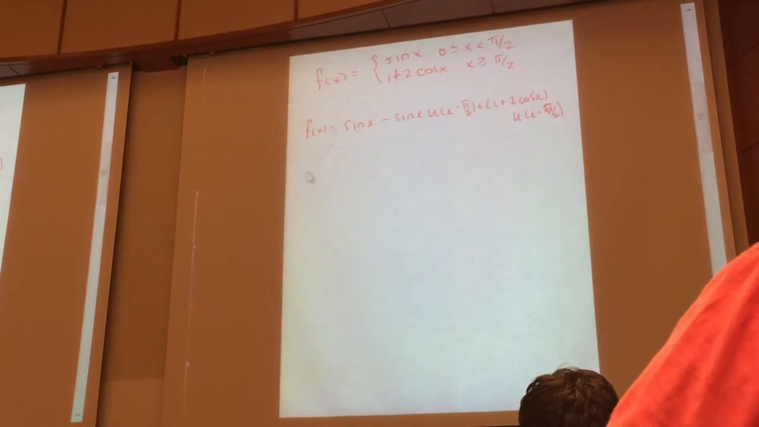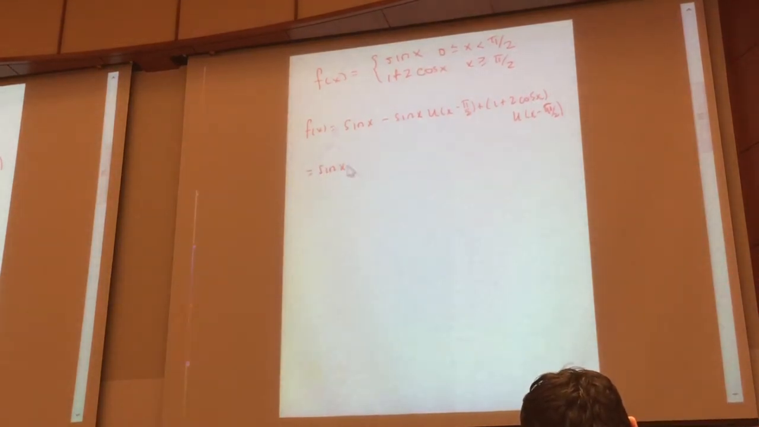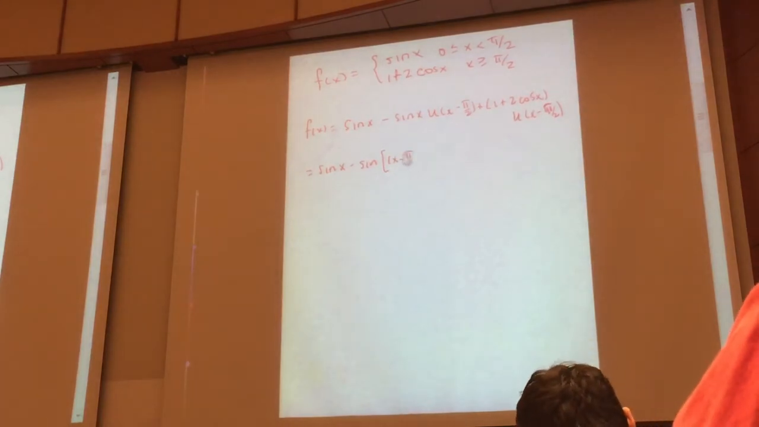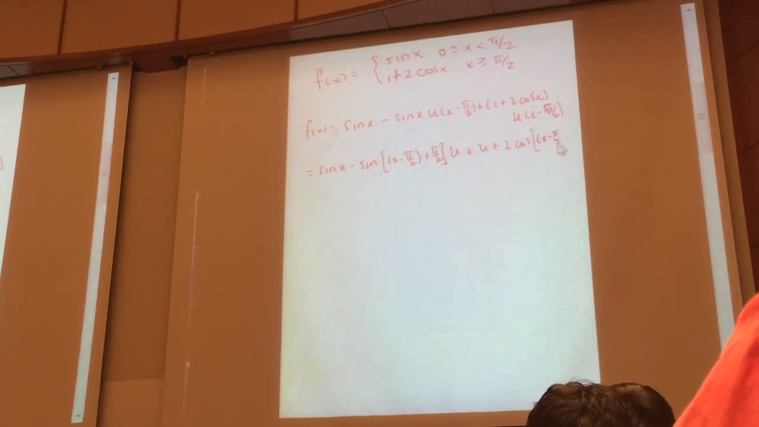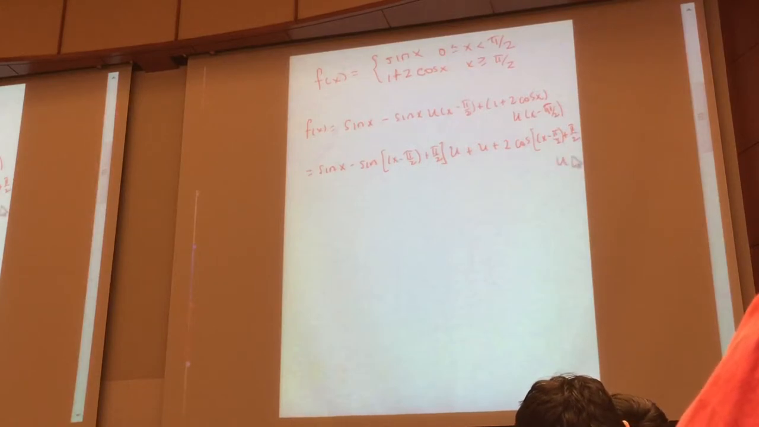Let's look at that. So this is sine x minus the sine of x minus pi over 2 plus pi over 2. Can I just write u? Save a little space. Okay. Plus u, that's 1 times the u, plus 2 cosine of x minus pi over 2 plus pi over 2 times u. All right, now we do the calculation.